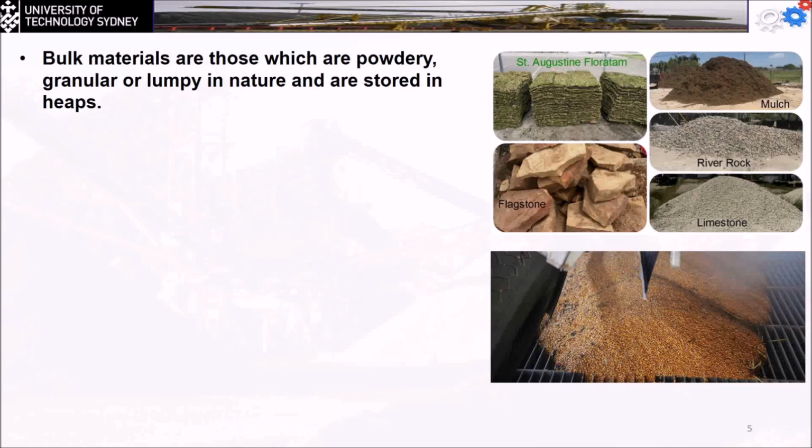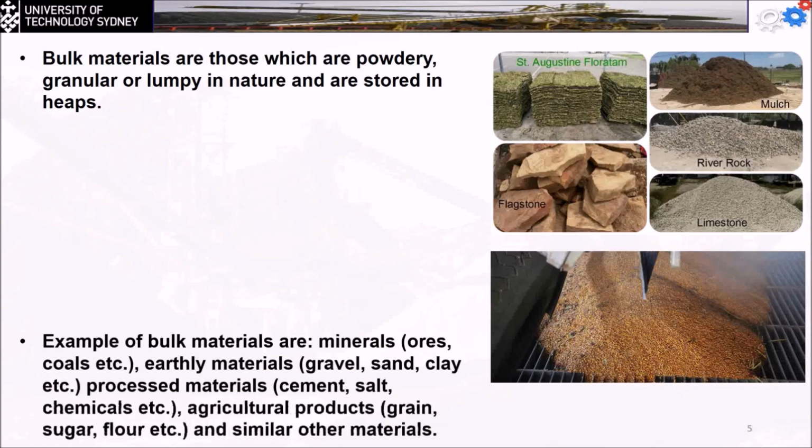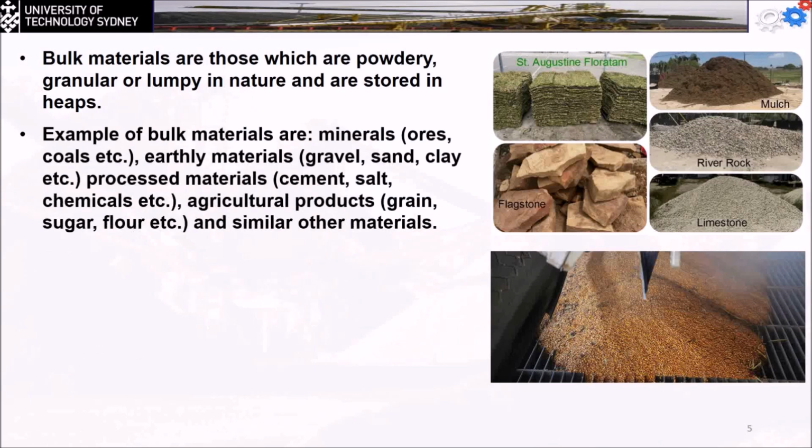So bulk materials are those which are powdery, granular, or lumpy in nature and are stored in heaps. Examples of bulk materials are minerals, earthy materials, processed materials, agricultural products, and similar other materials.